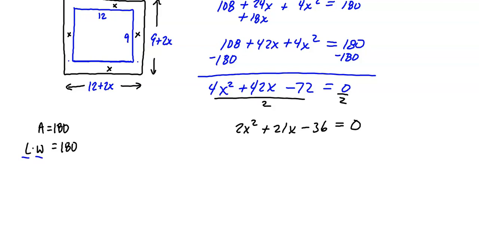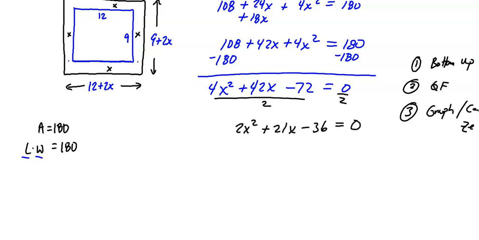Option number 1 is I could do bottoms up. Option number 2, I could use the quadratic formula. Option number 3 is I could graph and then use the calc feature to figure out the zero. I need to find the zero of this function. So I'll do it a couple different ways.